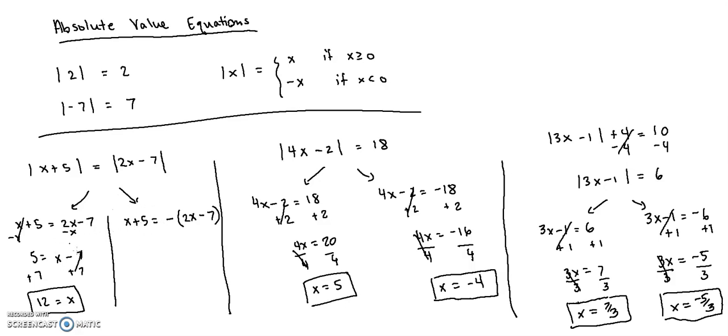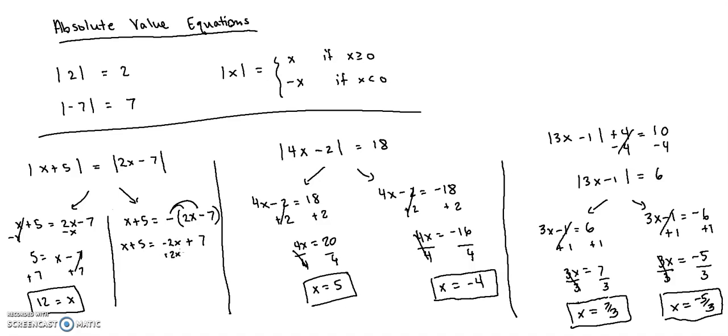This one is going to work very, very similar to this one, but the first thing we've got to do is distribute that negative. So the left side stays the same. We're going to get negative 2x. And then when we distribute the negative here, negative, negative, this is going to come out to be positive 7.